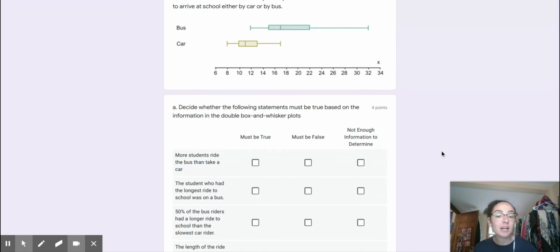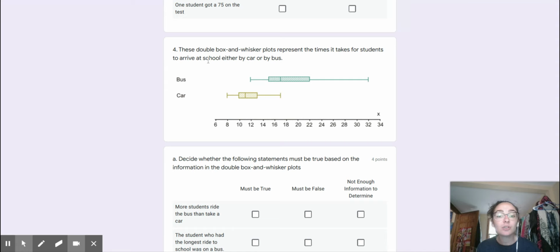If we look at the second option now, the students who had the longest ride to school were on the bus. That means we need to look at both of these box and whisker plots and figure out which one had a longer ride for the kids to get to school. If you look at the maximum number for the car, you have 17. And then if you look at the maximum number for the bus, which one has a larger maximum number? That means all the way to the end, the right side of the box and whisker plot.